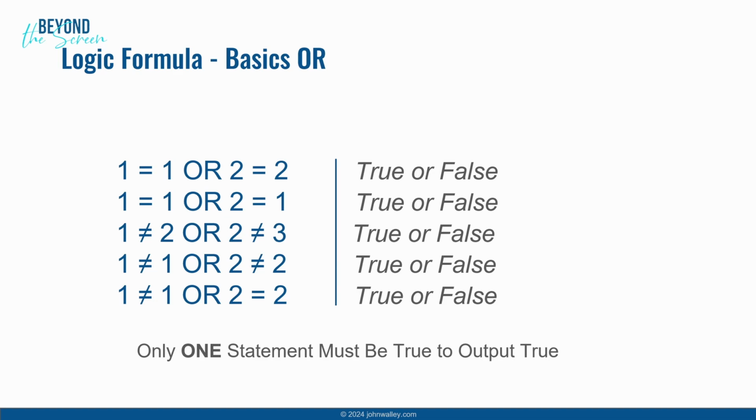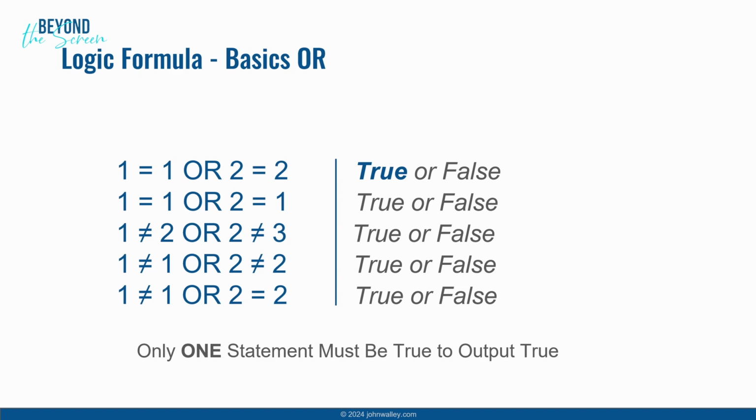So if we have 1 equals 1 or 2 equals 2, this would be a true statement. Now, when we look at these, we can have all the conditions being true or only a single condition being true. Doesn't matter, as long as one condition is true, the whole condition is true, or the whole statement is true in and of itself.